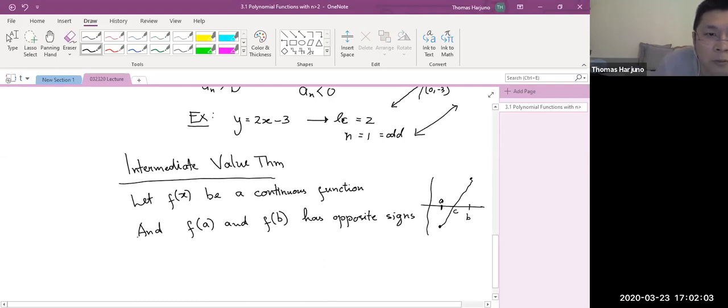Let me write it down. Then there is x equals c, maybe more than one such x, such that f(c) equals zero, and the c is in between a and b. I write this as an open interval here.